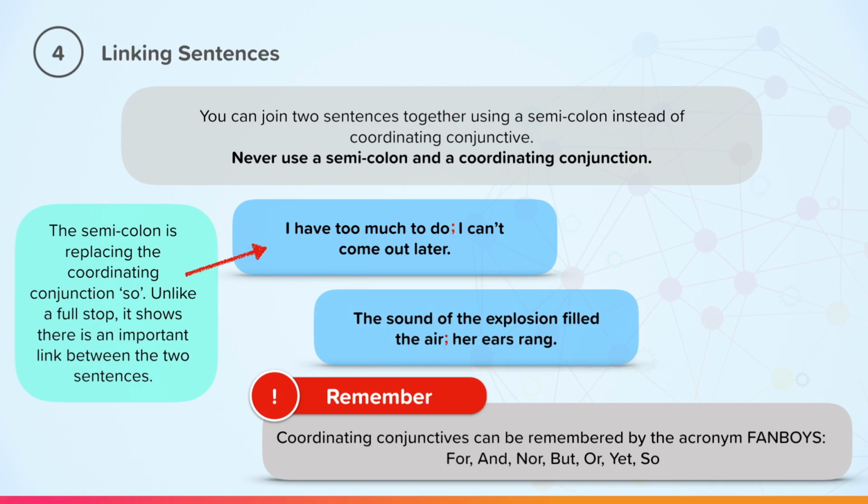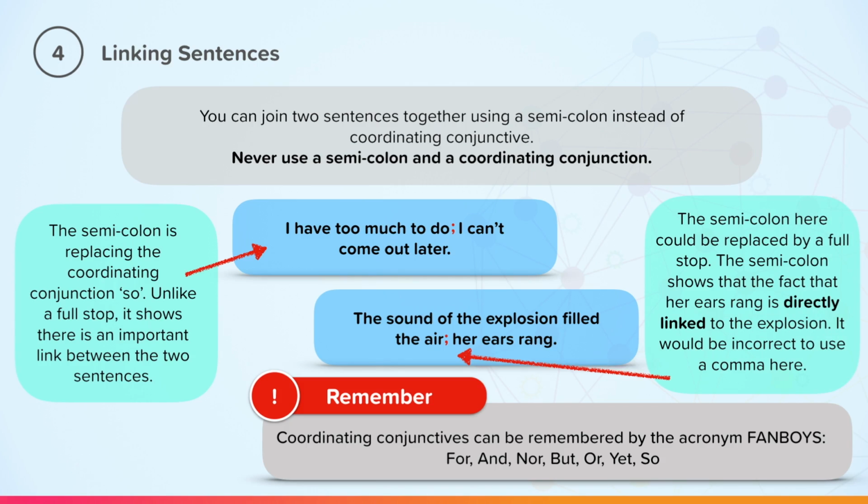Or the sentence, the sound of the explosion filled the air; her ears rang. Here, the semicolon is replacing the coordinating conjunction and, or a full stop. However, with the semicolon, it shows that her ears rang is directly linked to the explosion. It would be incorrect to use a comma here. You must remember never to use a semicolon and a coordinating conjunction together.